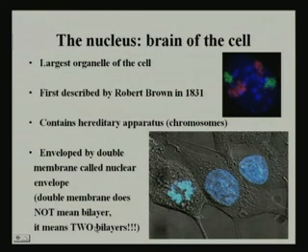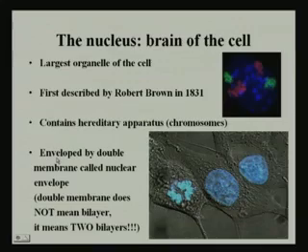Next, let me come to the most important organelle in the cell. This is the nucleus, which is considered to be the brain of the cell. It is the largest organelle of the cell. Robert Brown in the year 1831 first discovered this. The nucleus contains the hereditary apparatus which is called the chromosome.